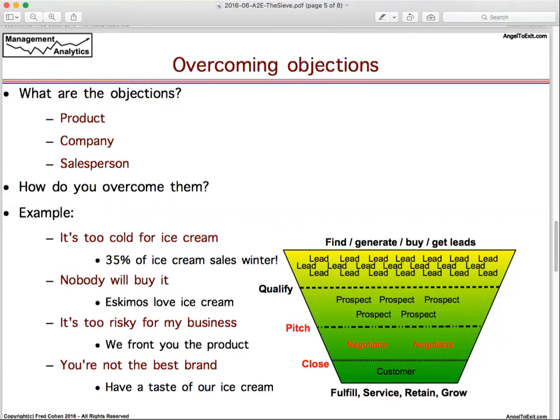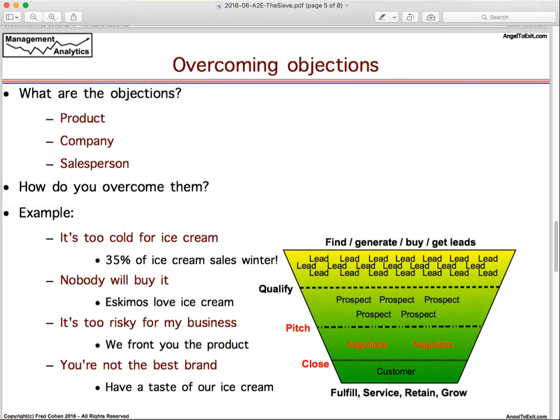Well, but Eskimos love ice cream. It's too risky for my business. We will front you the product. There's no risk on your part. We'll provide you with the product and the means to sell it, and you just have to let us know when you want more. You're not the best ice cream brand out there.